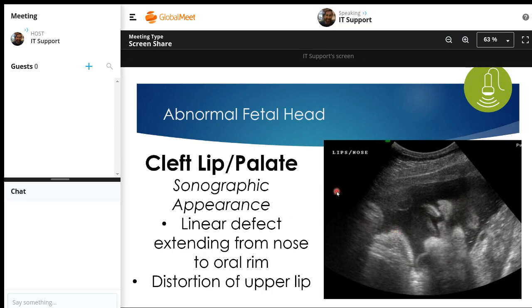There are other adjunctive findings that can happen: undulating tongue movements, hypertrophied tissue at the edge of the cleft, and hypertelorism can be associated.